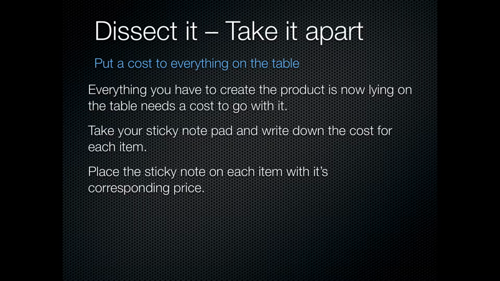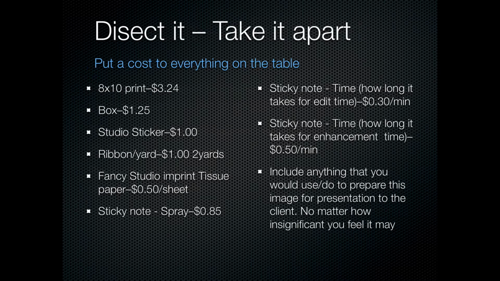Now we want to take all of those items that are on your table and assign a cost to them. So again, with your sticky pad, we're going to use that for each item that you have laid out. So for instance, you're going to write down maybe $3.24 for that 8 by 10 and you're going to stick it on it. The box might be $1.25. Studio stickers, ribbon. If you use like fancy studio imprinted tissue paper, you might use 5 sheets of it, but it might be 50 cents a sheet. So you want to write down what it is per sheet on that sticky note.